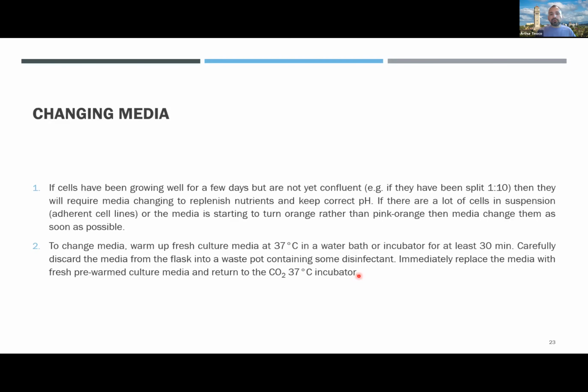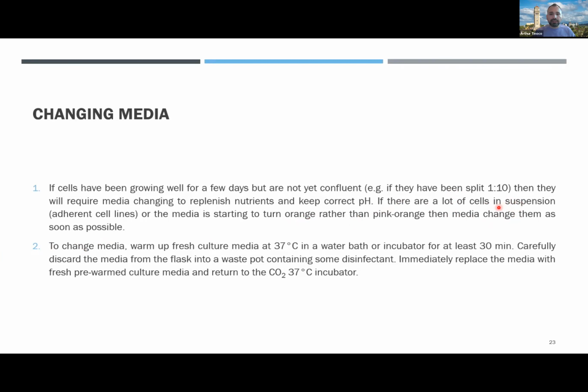All right, so very important that, let's say the cells are growing at the rate that you would expect, but maybe when you did a splitting, you maybe did a little too much, but still the cells are okay. Then instead of doing another split, what you're going to do is at the 3-day point, you're simply going to change the media so that the cells can continue to grow in a healthy environment. If there are a lot of cells in suspension, when we're talking about adherent cells, or the media is starting to turn orange because of a change in pH, right? Then media change them as soon as possible. So let's say that even before the 3-day time frame as being the maximum amount of time, you start seeing things changing significantly.